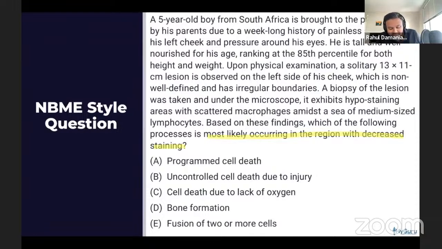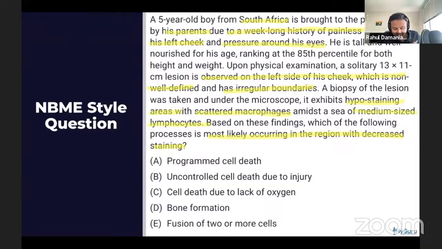A 5-year-old boy from South Africa is brought to the pediatrician by his parents due to a week-long history of painless swelling of his left cheek and pressure around his eyes. He is tall and well-nourished for his age, ranking at the 85th percentile for both height and weight. Upon physical exam, a solitary 13 by 11 centimeter lesion is observed on the left side of his cheek, which is non-well-defined and has irregular boundaries. A biopsy of the lesion was taken under the microscope, and it exhibits hypostaining areas with scattered macrophages amidst a sea of medium-sized lymphocytes.